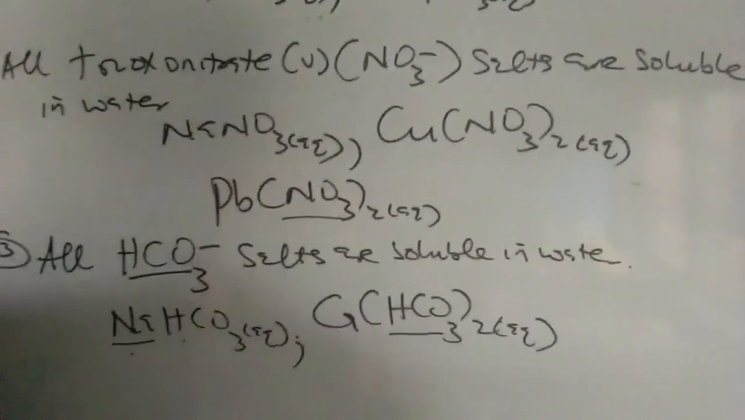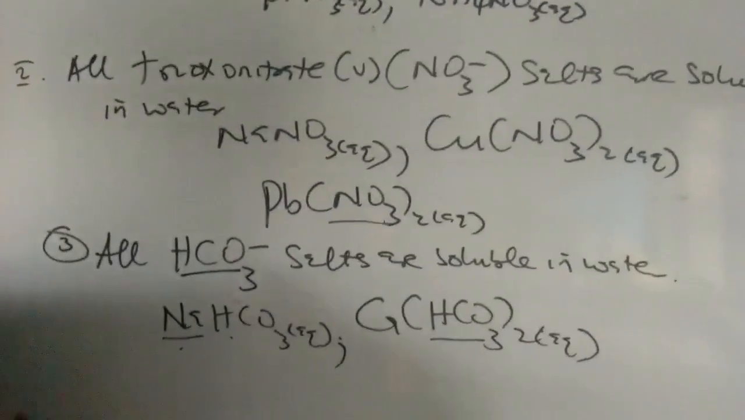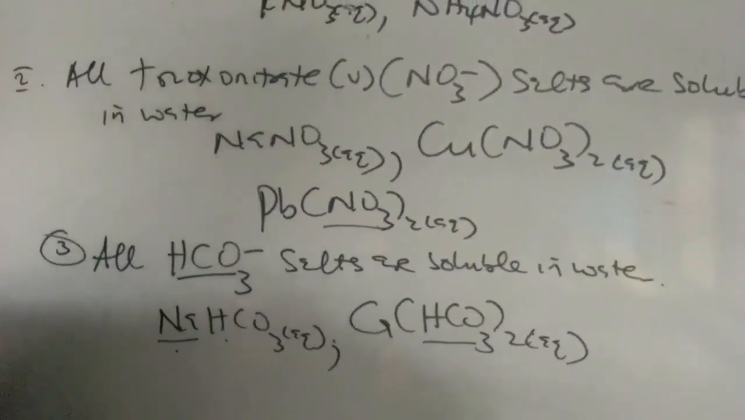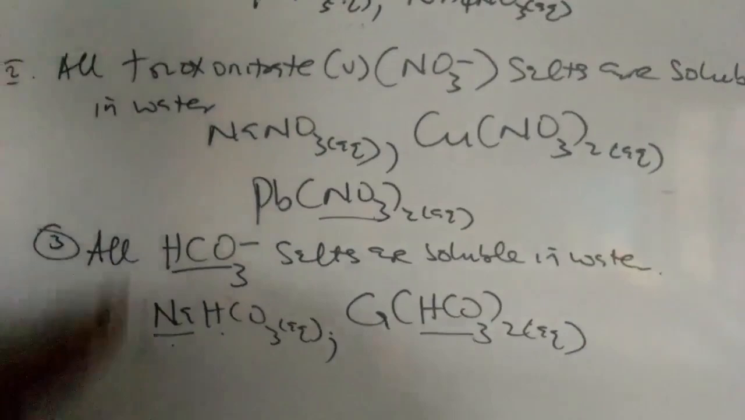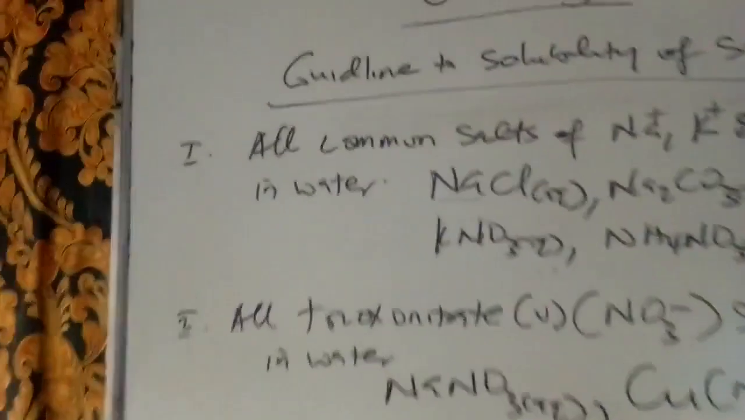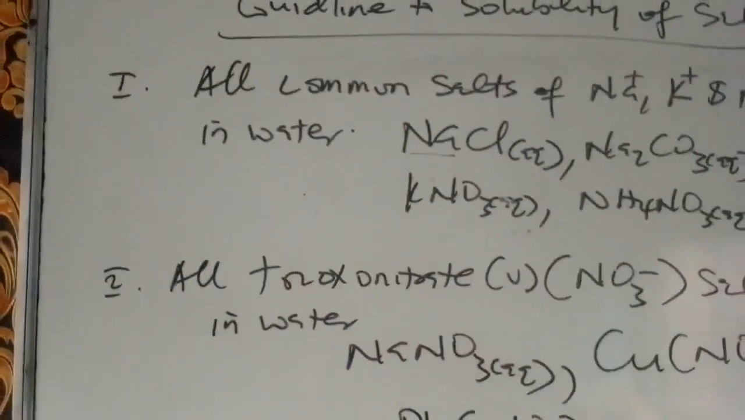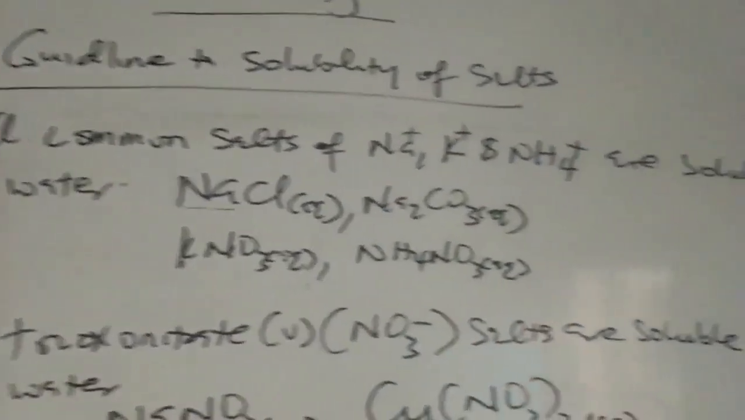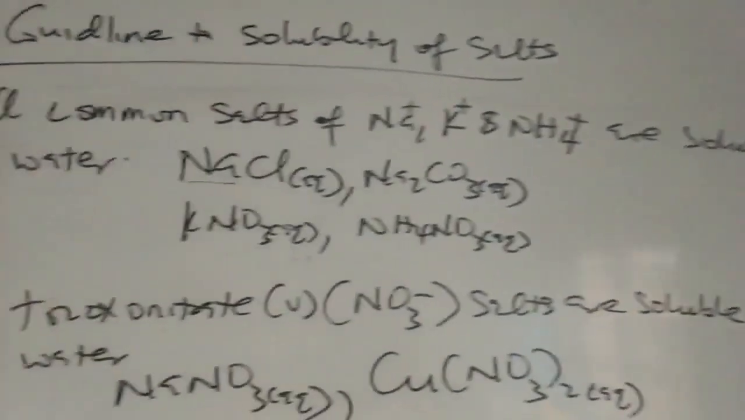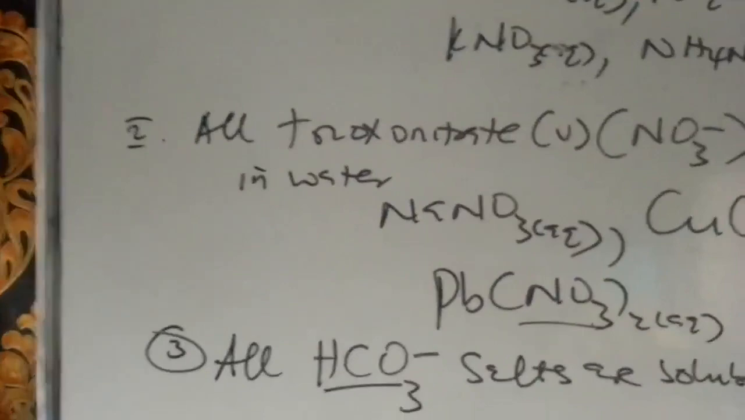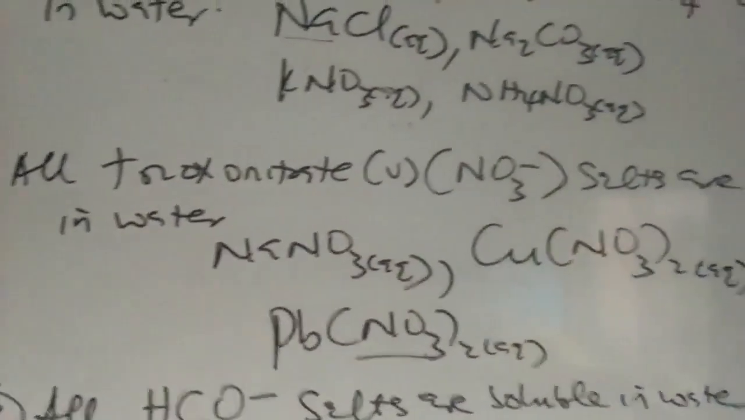So that would be a kind of guideline for us to know soluble salts and insoluble salts. We still move on. We'll go to the 4th rule. So the first rule has said that all common salts of sodium, potassium, and ammonium are soluble in water. I have examples here. Rule number 2 says that all nitrate salts are soluble in water.